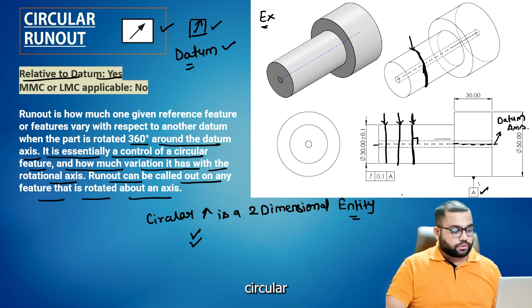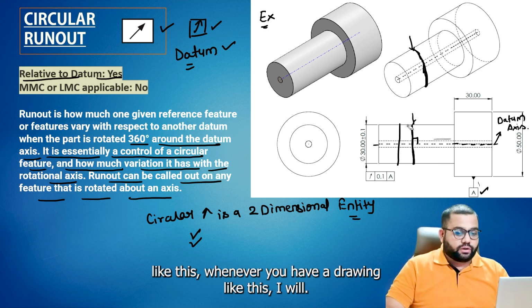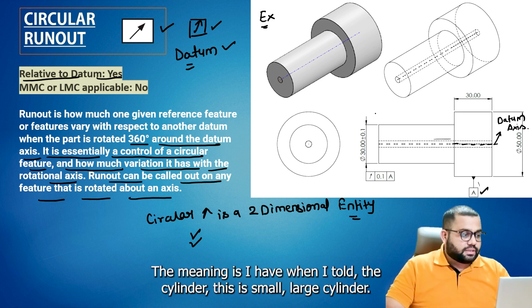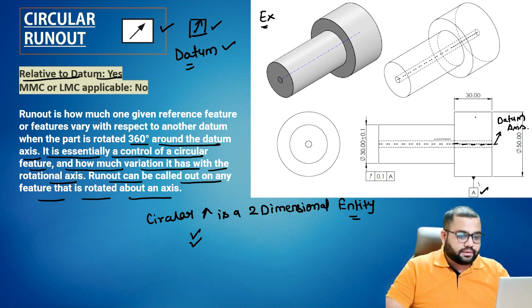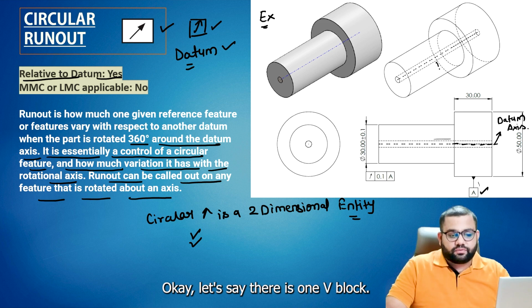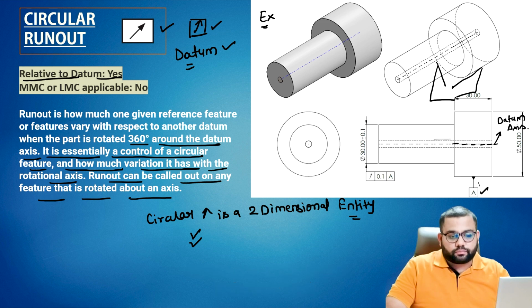For checking this circular runout, the most important thing is, when you have a drawing like this, I will erase all the things. When I take the cylinder, this small and large cylinder, I get the datum axis. Let's say there is a V block, and we have kept this large part onto the V block.